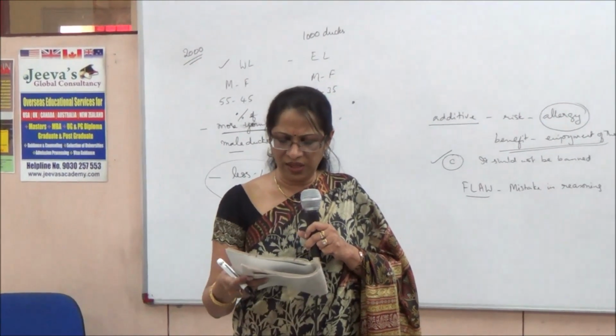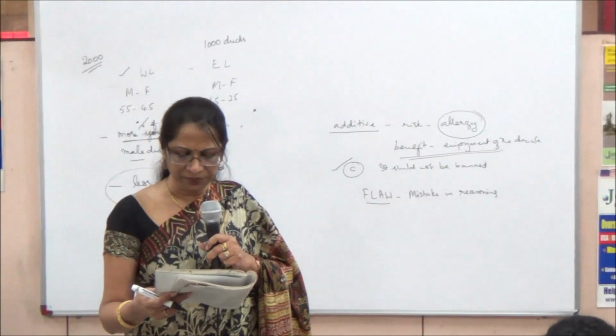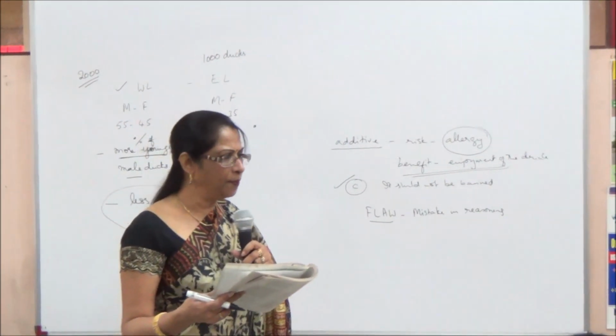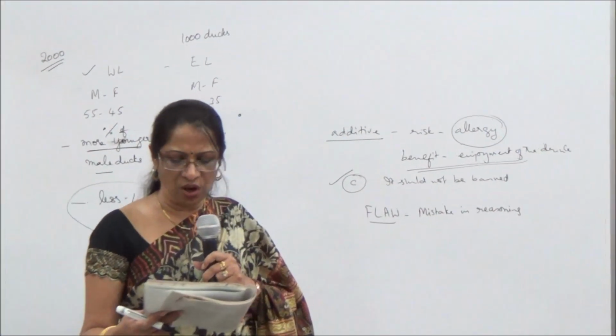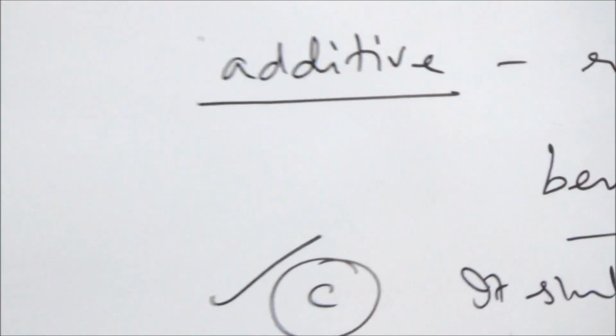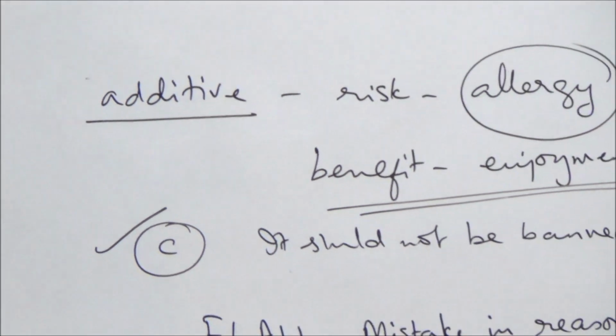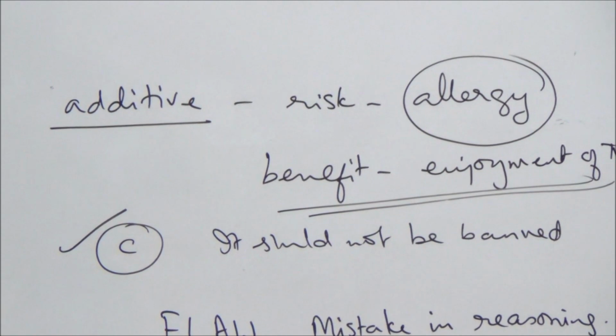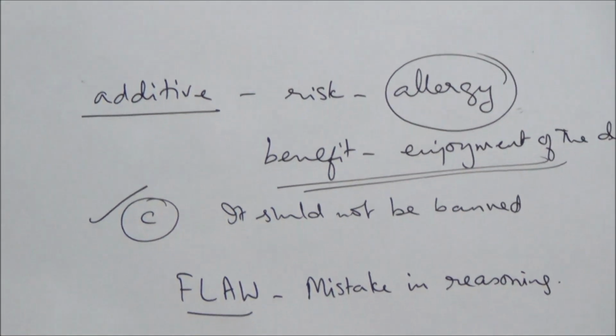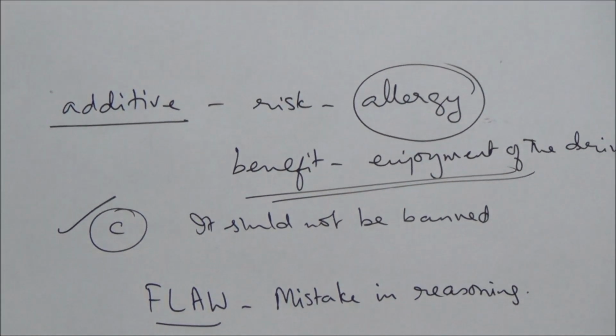So the flaw in the argument is that the author, what do you think? I would go with B. Treats enjoyment of a beverage as a health-related benefit. You may enjoy the drink, but still you may have the risk of allergic reaction. So B is the basic flaw.